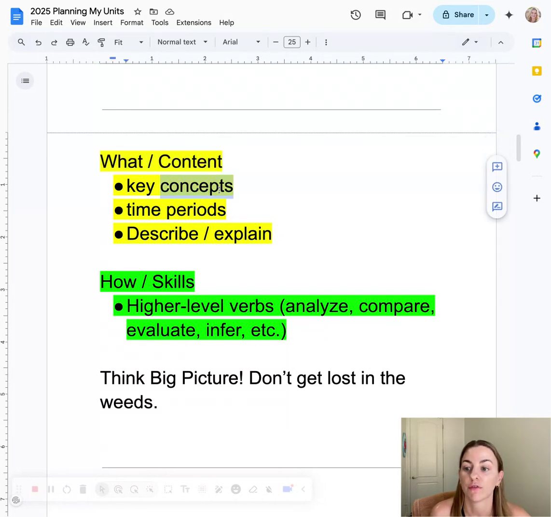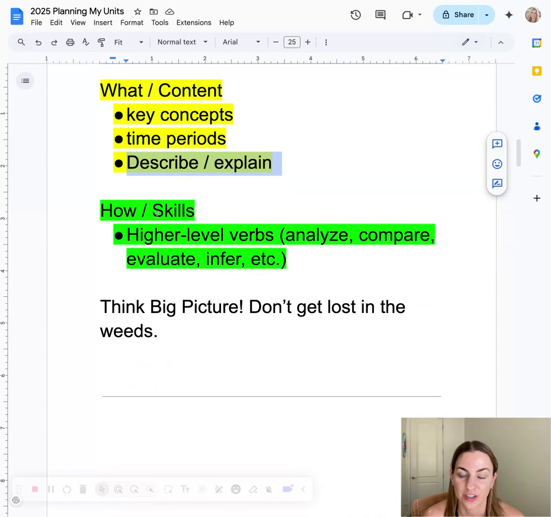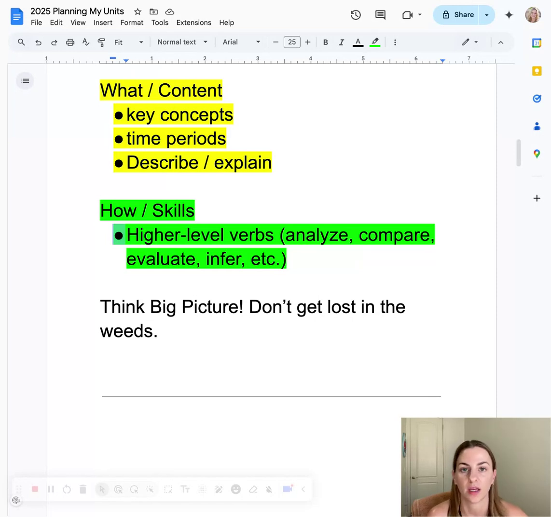3 tips: look for things like key concepts, look for any time periods, and look for verbs like describe or explain. The second color I used is green, and this is for the how. So how am I teaching the Civil War? These are the skills. For this one, look for higher level verbs like analyze, compare, evaluate, infer, etc. And when you're doing this, think big picture. Don't get lost in the weeds. It's not going to be perfect, but just try to keep it big picture.